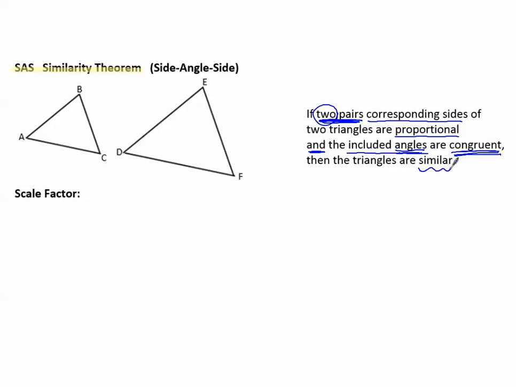What would that look like? So we start with just 2 pairs of corresponding sides, such as this side being 2 units and this side being 3 units long, this side being 4 and this side being 6. The included angle means the one that is between. Included means between. The included angle is the one between.